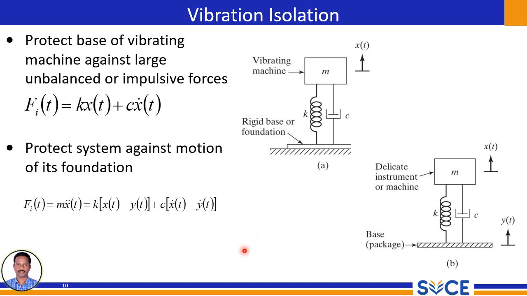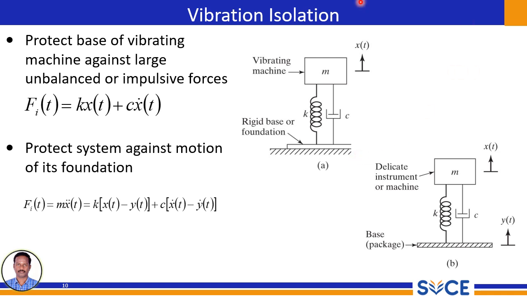Here in this slide, we are going to see two primary scenarios that we encounter in vibration isolation along with the corresponding mathematical expressions. Let's start with the first scenario as given in figure A. Protect base of vibrating machine against large unbalanced or impulsive forces. Here we have a vibrating machine represented by mass M mounted on a base. The machine is generating vibrations and we want to prevent these vibrations from being transmitted to the rigid base or foundation.